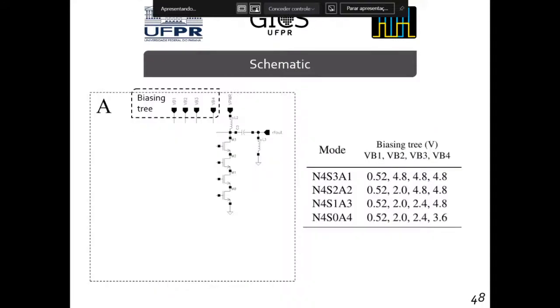As for the biasing tree, it is fed via 4 pins and they should be set as presented in the table. Observe that voltages lower than 3.8 volts define the transistor as amplifier operation and 4.8 volts define the transistor as a closed switch operation.